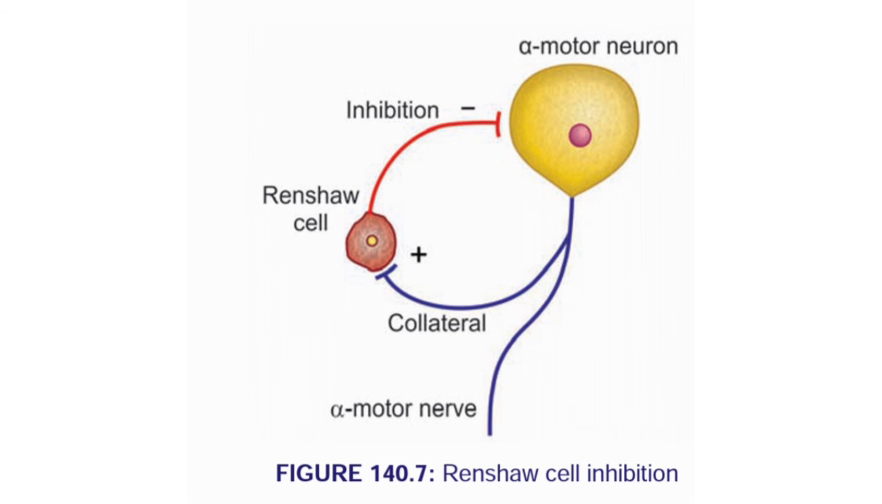Next, Renshaw cell inhibition. It occurs in alpha motor neurons. Here, the neuron inhibits the neuron which excited it. This inhibition serves to limit the excitatory function of the motor neurons, and that's why it is also known as negative feedback inhibition.